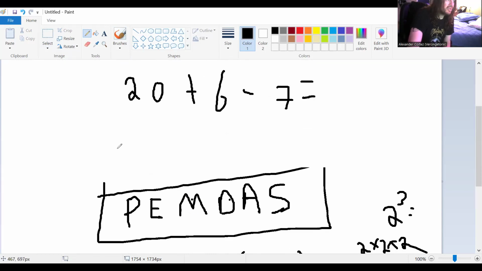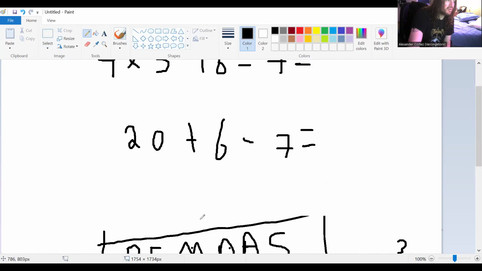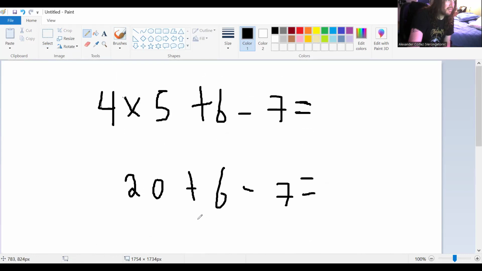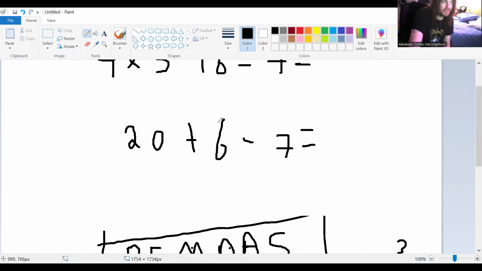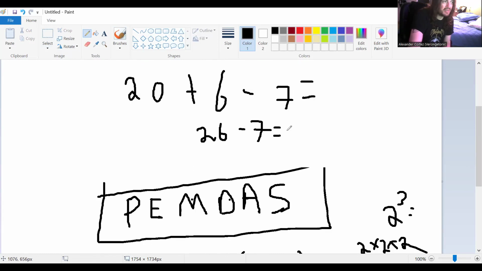So now that we did the multiplication, there's no division, right? So we're going to skip that. Addition. So we're going to do addition first. So we're going to do 20 plus 6, so 26 minus 7. And lastly, we'll do that. So 26 minus 7, that's going to be 19. So final answer, and that is 19.